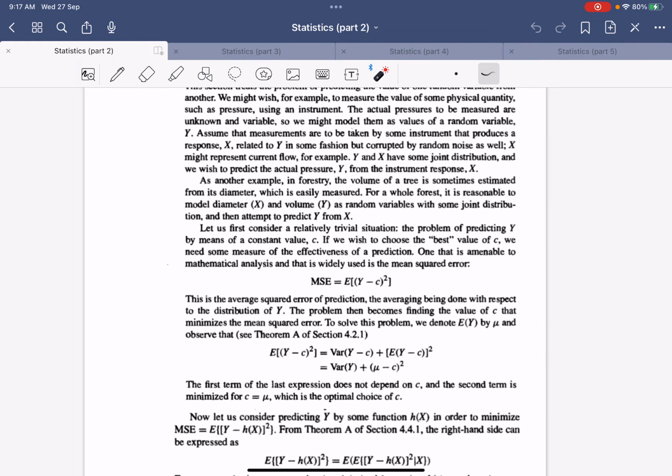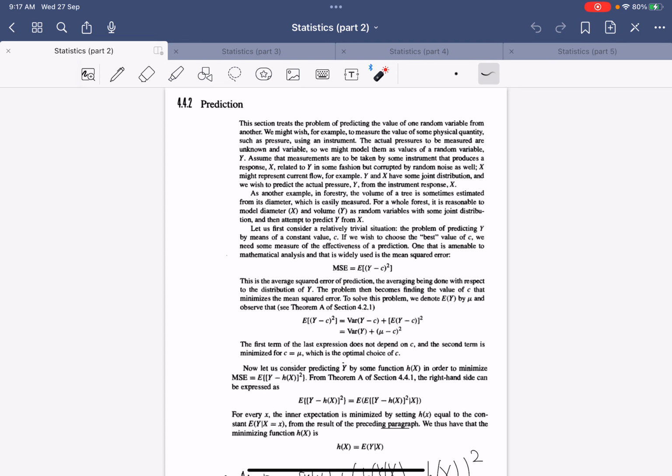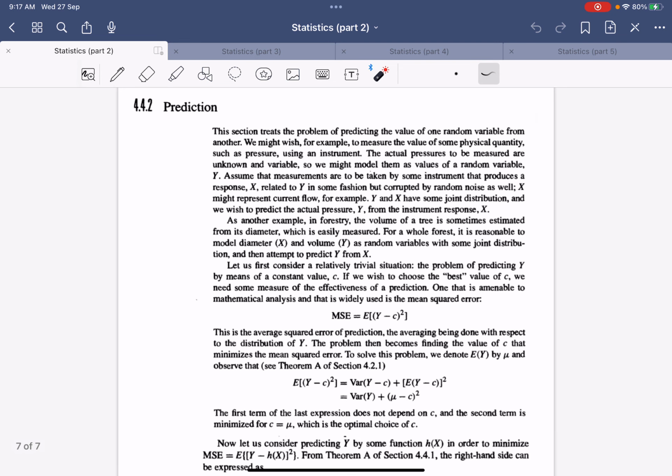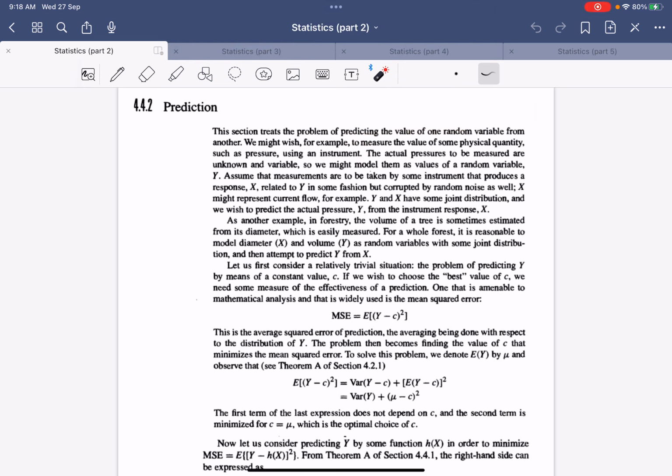And so we'll finally start off with a bit more on what we actually like to study in statistics, and it is known as prediction. In prediction, when you predict a value of one random variable, we need to measure the value of this random variable using some instrument. So the actual pressure to be measured is unknown and variable, and we can actually model it as values of a random variable.